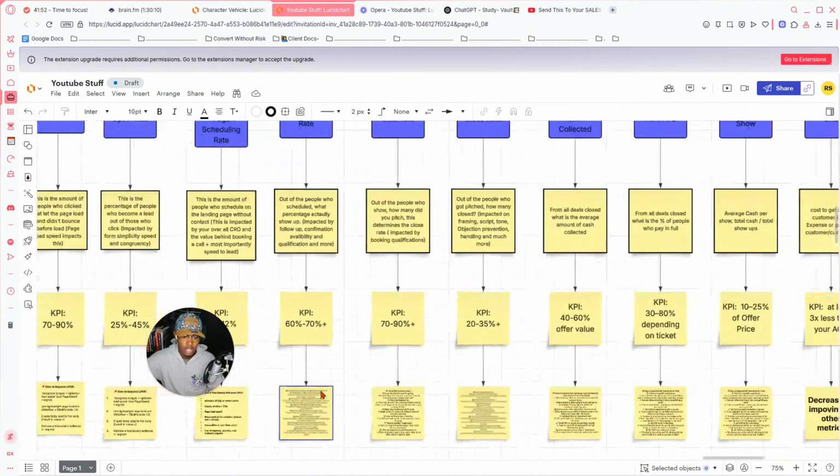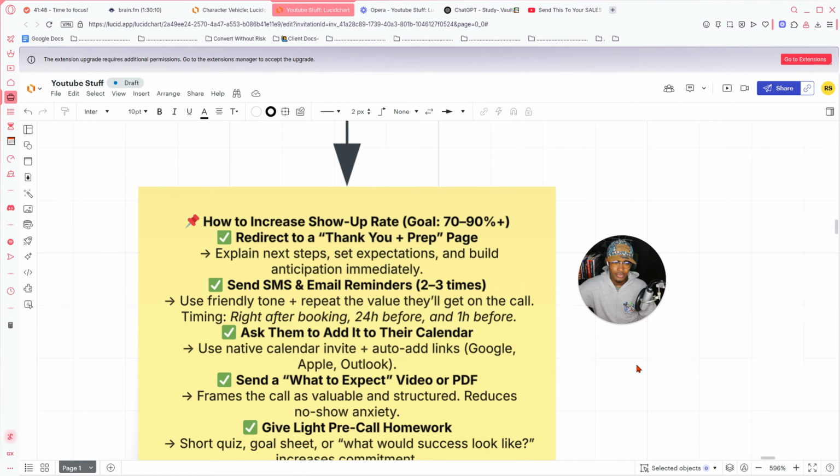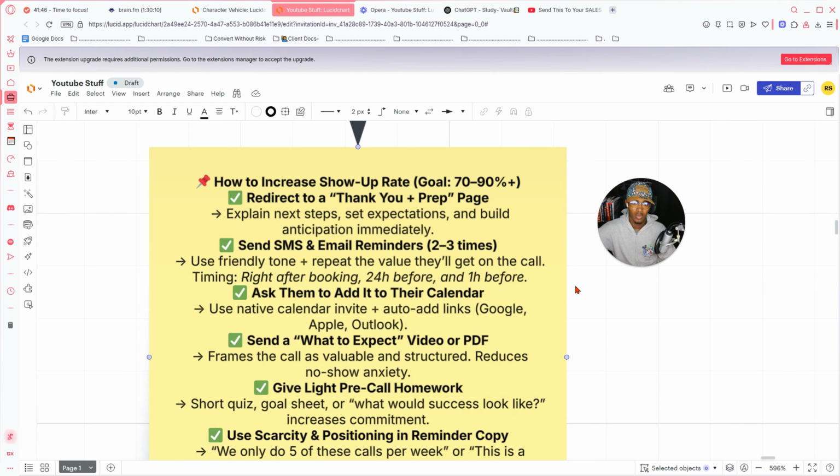All right, show up rate. Let's go very deep on show up rate. So you want to redirect them to a thank you page. You want to explain the next steps, set expectations and build anticipation immediately. Meaning that you tell them what's going to happen on the call, build up the value of the call. Hey, we're going to go through this, that, and the third to help you get here.